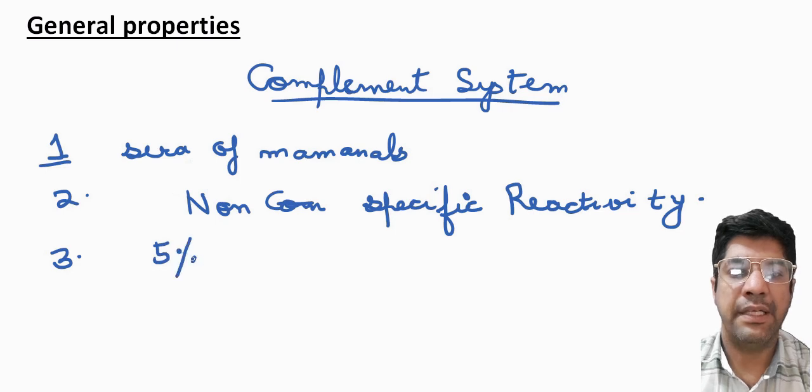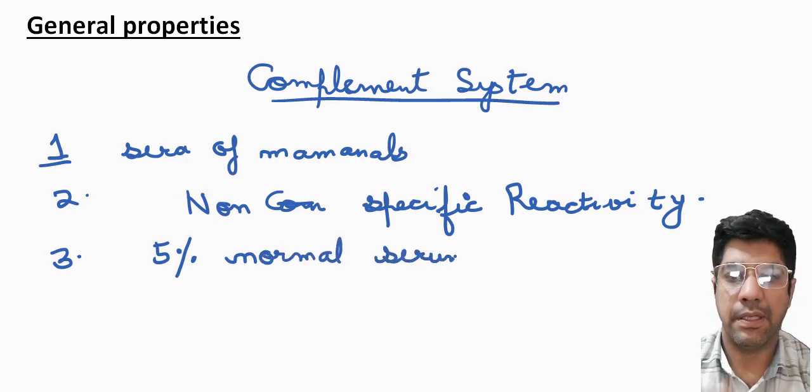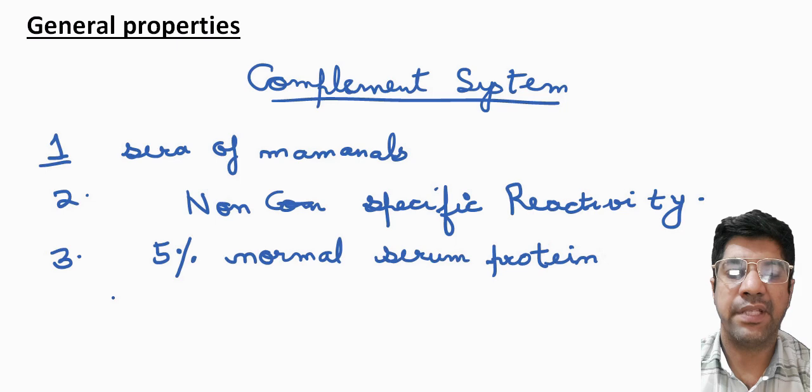The third is the complement concentration. The complement constitutes about 5% of the normal serum protein. So the complement constitutes how much? 5% of the normal serum protein. So its concentration does not increase as a result of immunization.